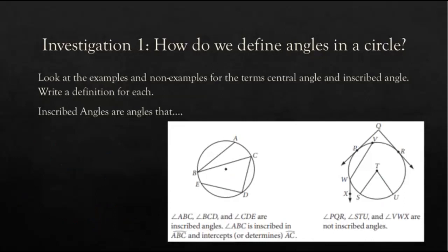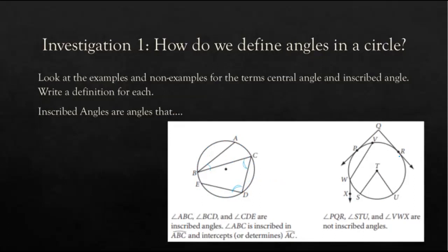How do we define inscribed angles? So in this first picture, ABC, BCD, so this one, and CDE are inscribed angles. Angle ABC is inscribed in arc ABC, so the arc that goes all the way around, and it intercepts or determines arc AC.